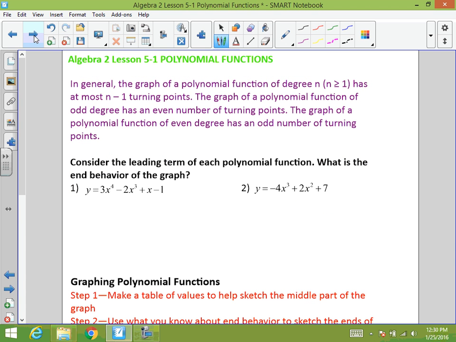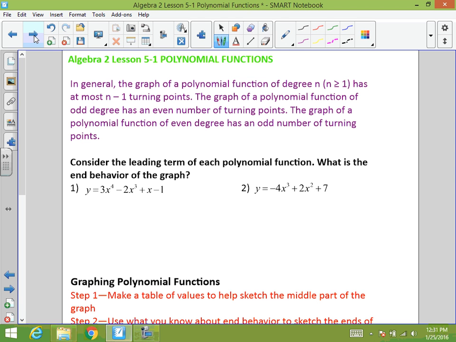In general, the graph of a polynomial function of degree n, where n is greater than or equal to 1, has at most n minus 1 turning points. So in other words, it has 1 less turning point than its degree. So if it is a 5th degree, it's going to have at most 4 turning points. If it's a 9th degree, it's going to have at most 8 turning points, etc. The graph of a polynomial function of an odd degree has an even number of turning points, because there's always 1 less. The graph of a polynomial function of an even degree has an odd number of turning points.